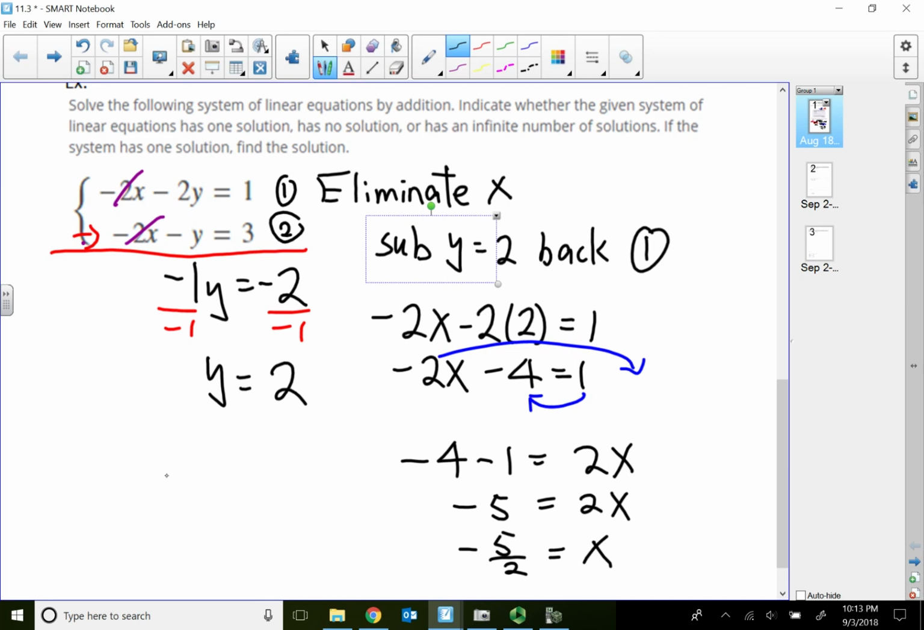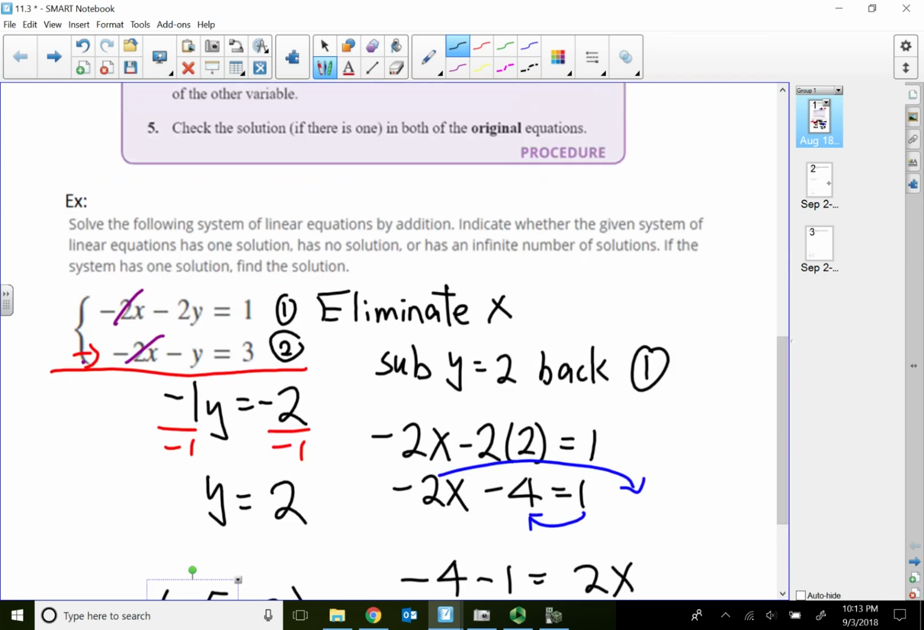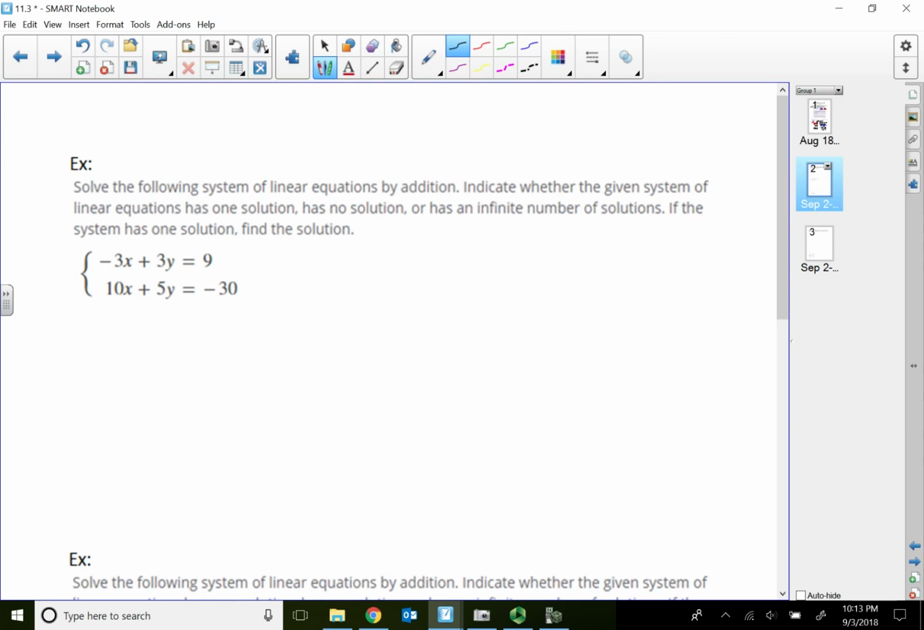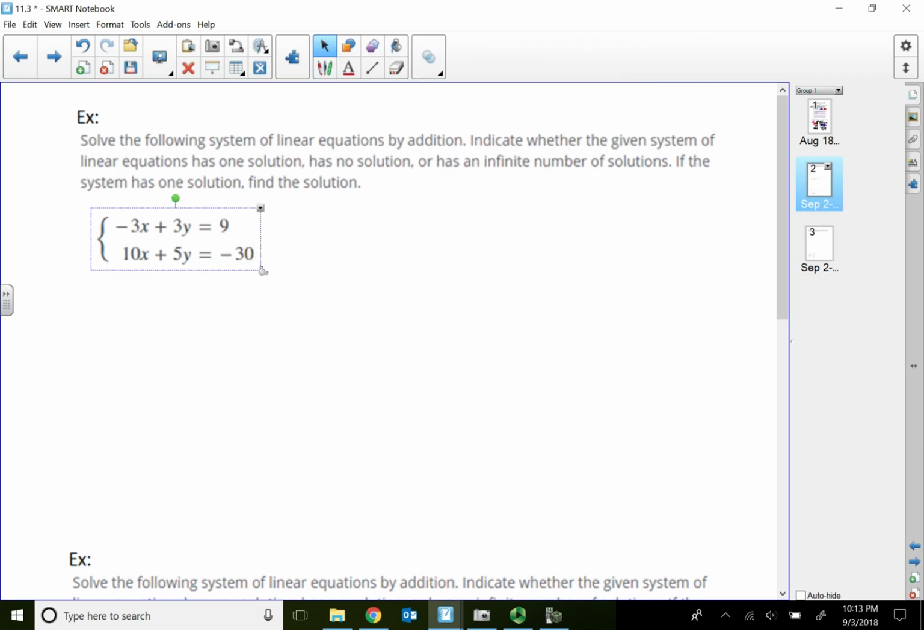So my answer, one solution where the point of intersection will be negative 5 over 2, comma 2. Okay? Alright, that's how we do elimination methods. So let's try several more. So just like before, if I can simplify my equation, I'm going to go ahead and do so.